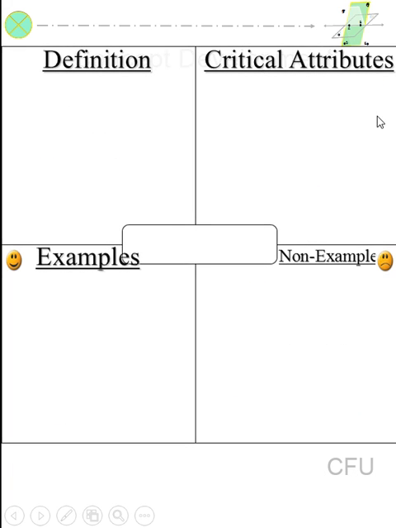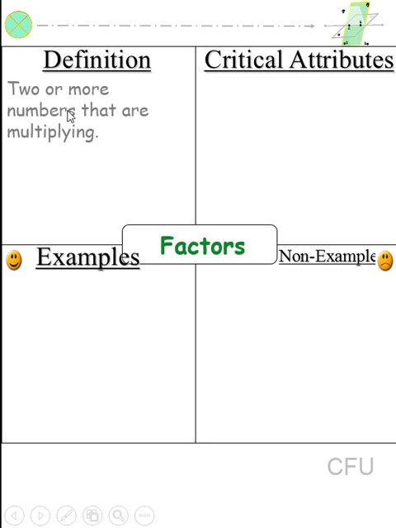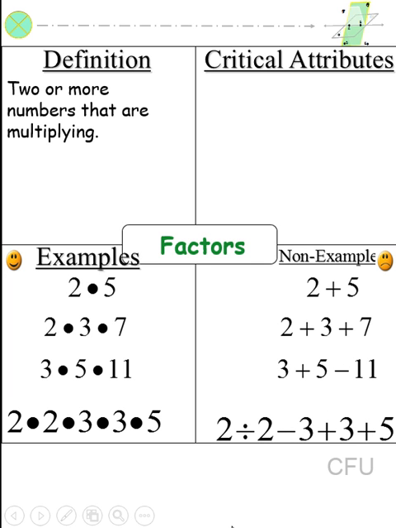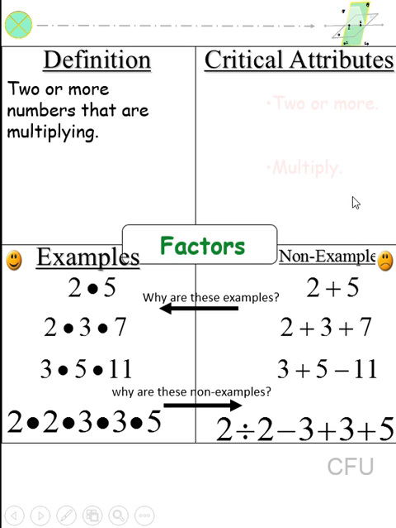You don't have to copy this, Freya. This is just refreshing your memory on factors. We know that factors are numbers that are multiplying. Example? Not an example. Tell your neighbor why these are not factors. That's right, because they're not multiplying. Only those that are multiplying are called factors, and that's one of the terms we're going to use today.